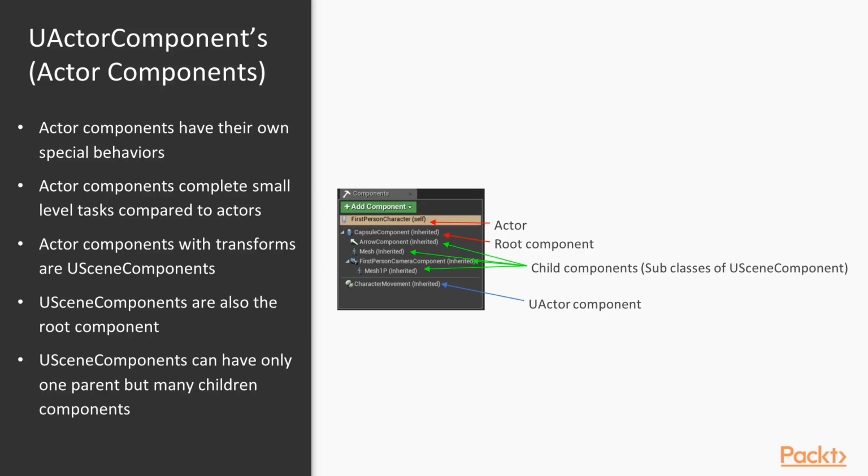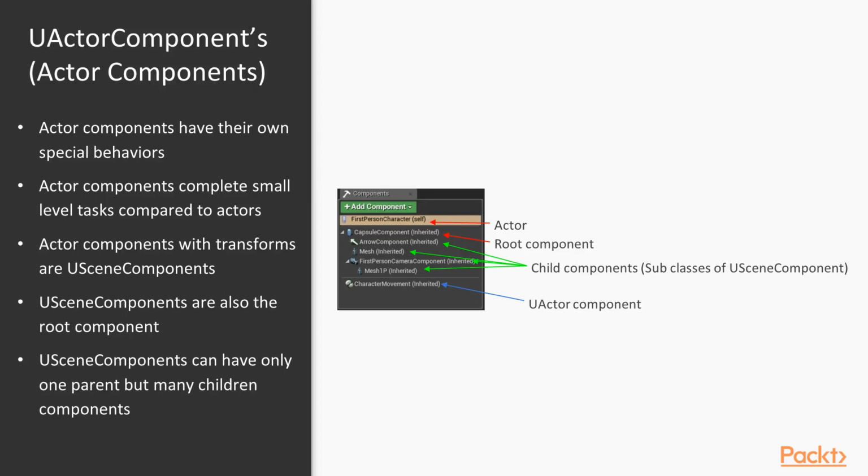Actor components that have a transform, also known as a location, a rotation, and scaling, which are all relative to their parent component or actor, are part of a subclass of actor components called UScene components or scene components, which are also required to be the root component. A scene component can only attach to one parent component or actor, but it may also have children components attached to itself.